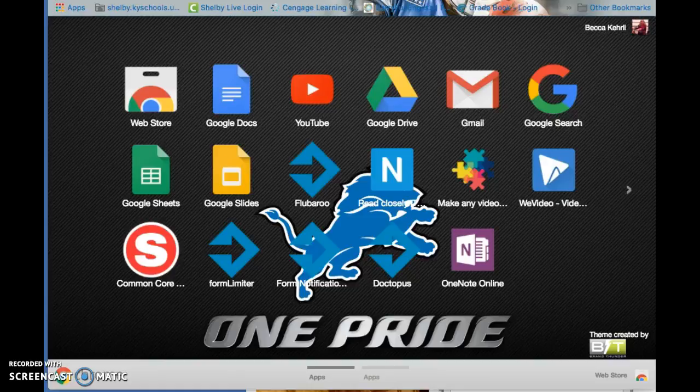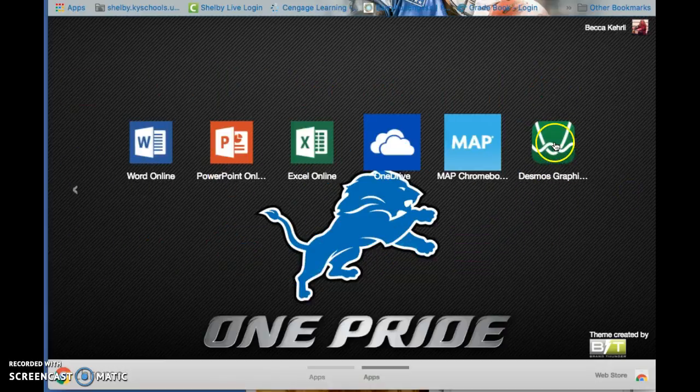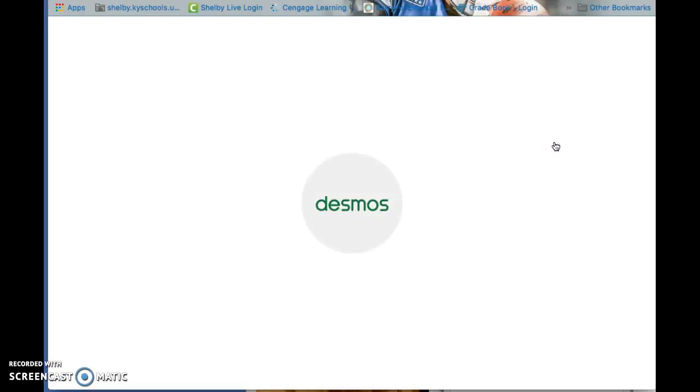Okay, for this particular learning target, we are going to graph systems of non-linear inequalities. So inequalities that are not lines. And I'm going to use Desmos, so I'm going to go to my apps button here and find my Desmos graphing calculator. Looking at all my Google apps, I notice that with mine I have to go over another screen, and there it is, Desmos graphing calculator.